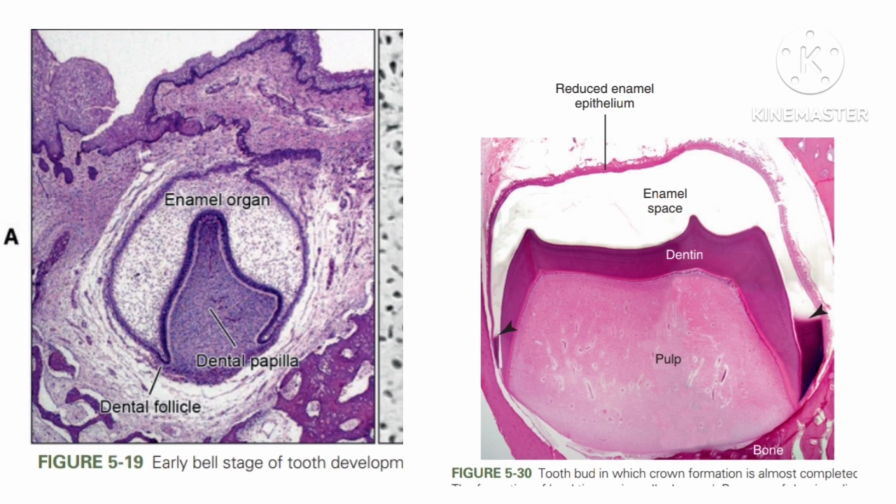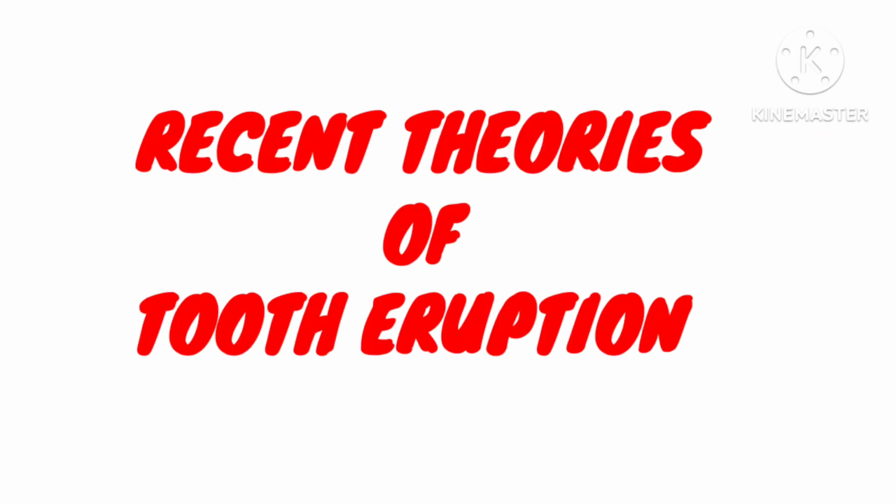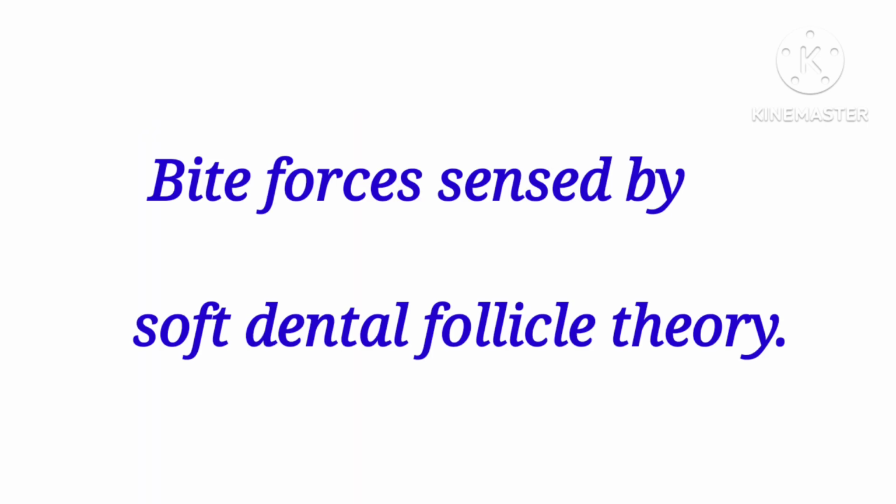Regional differences in the dental follicle were described. It suggests that the coronal aspect of the dental follicle regulates osteoclastogenesis, or bone resorption, and the basal part regulates osteogenesis, or bone formation. This is how they form an eruptive path. Some recently proposed theories include the bite forces sensed by soft dental follicle theory. This theory postulates that follicular soft tissue can detect the bite forces, and these bite forces direct the bone remodeling, which in turn will enable tooth eruption.